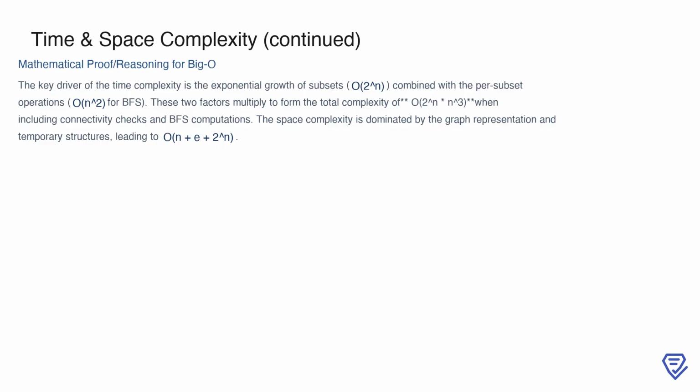These components result in a total space complexity of n plus e plus 2 to the power of n, which balances the storage requirements for the graph, BFS operations, and the result array. This mathematical breakdown validates the efficiency and scalability of the solution within the constraints of the problem.